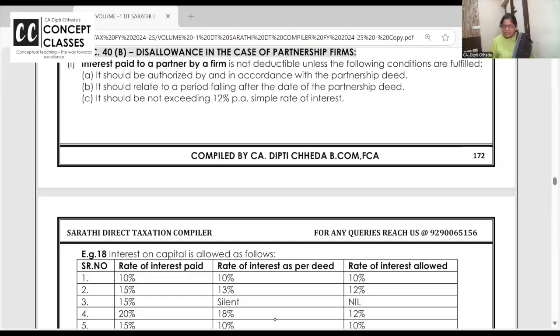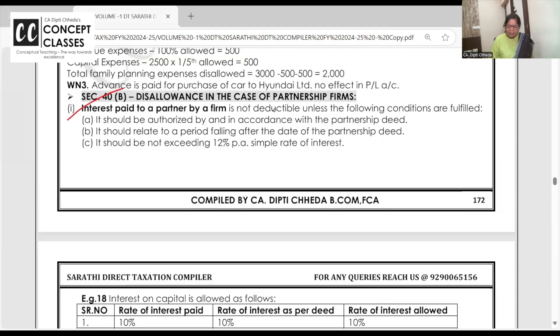In case of partnership firm, interest you can pay to partners maximum as per 12% or given in the deed. Okay, right. It should be authorized in the deed. So whatever is paid, if it is authorized in the deed, it is allowed. But in deed, if they give 18%, how much will you allow? 12. In deed, if they give 8%, yeah. So lower of actually paid as per deed and 12%.